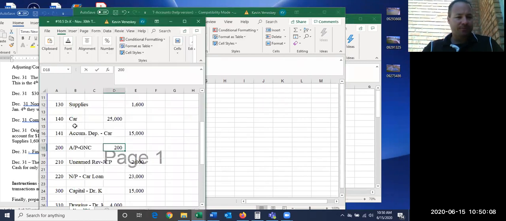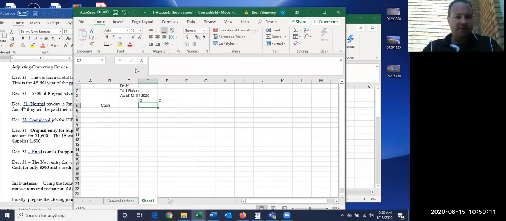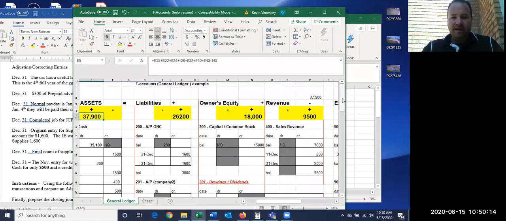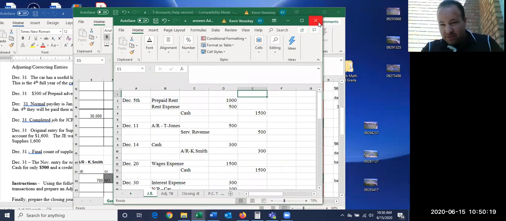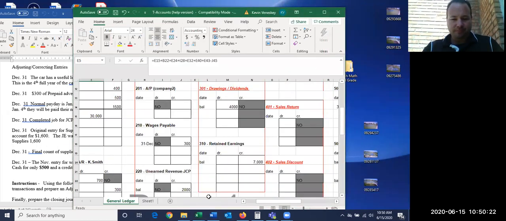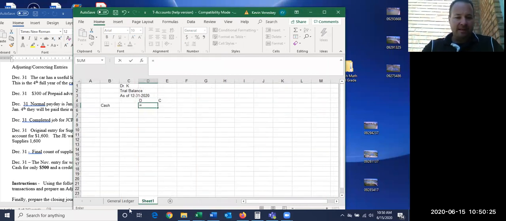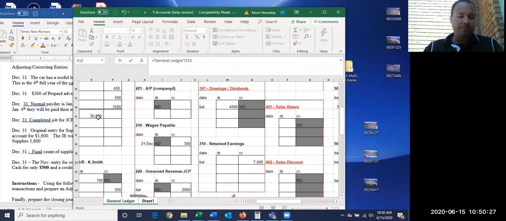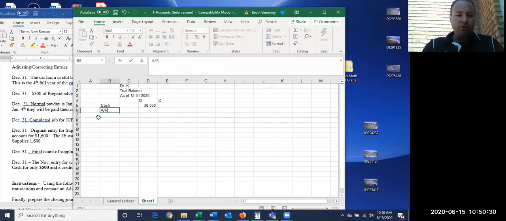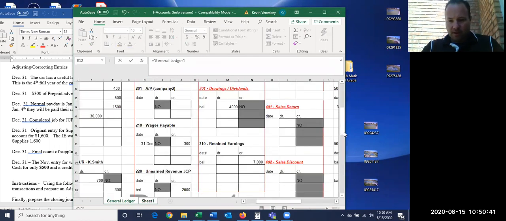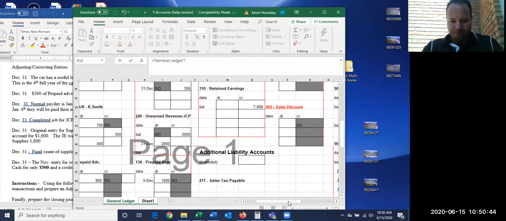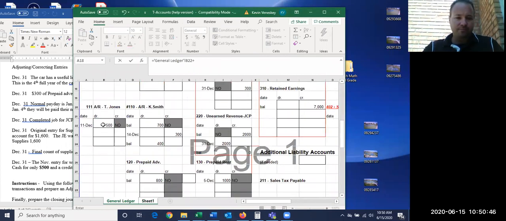So cash, so we can get rid of this. Let's pull up cash. We had 30,000. I'm going to get rid of these as well. I like to link everything so I don't have a typo. And then remember, you can combine ARs. You can do that on the trial balance as well. Sometimes I do, sometimes I don't. I'll go ahead and just combine them here. I'm going to combine them just to be a little quicker.